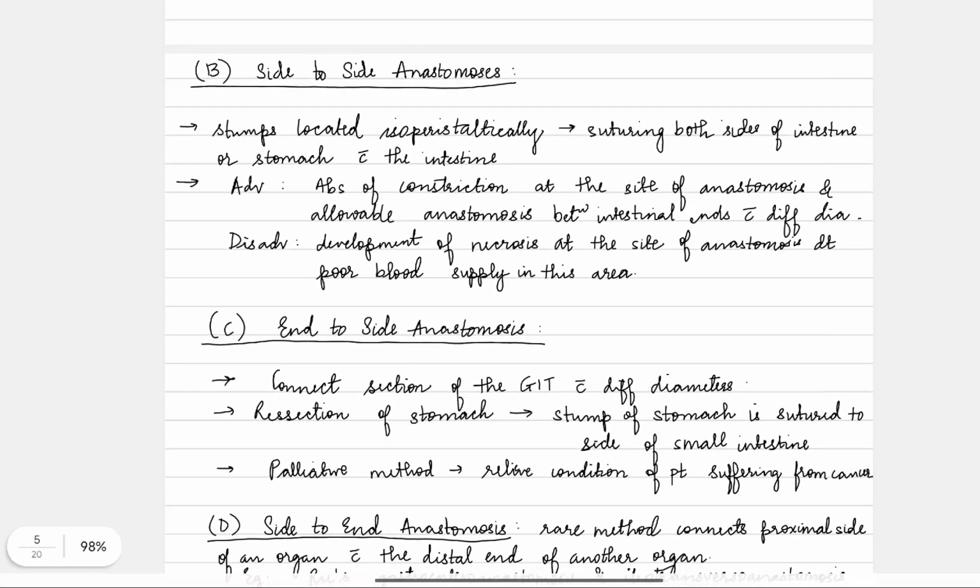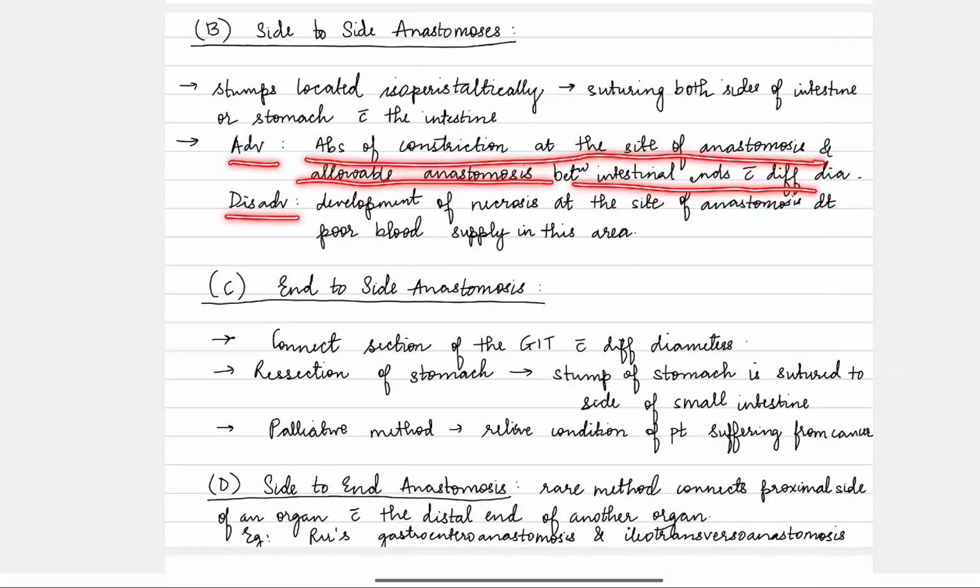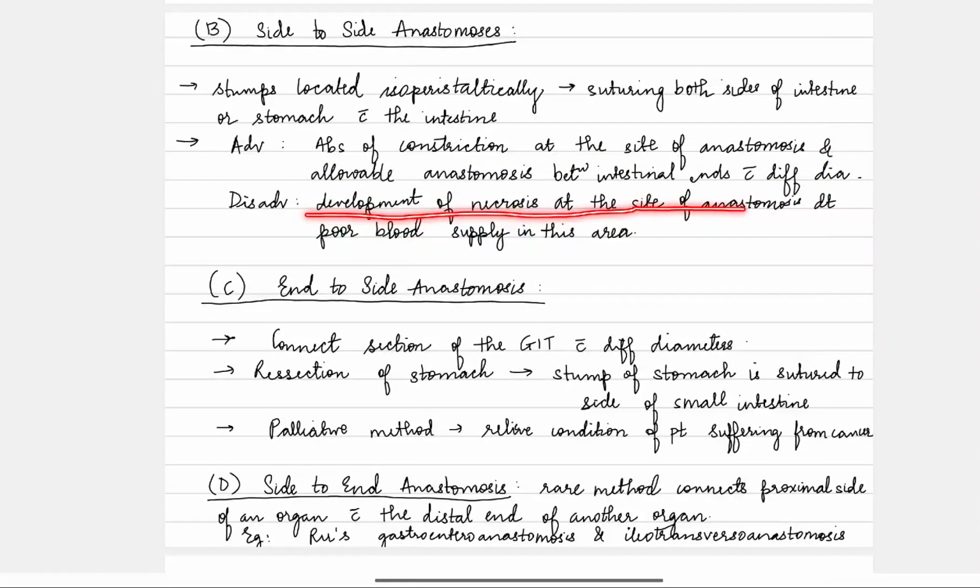Side-to-side anastomosis: stumps are located isoperistaltically, suturing both sides of the intestine, or the stomach with the intestine. Advantages and disadvantages. The advantage is absence of constriction at the site of anastomosis and it allows anastomosis between intestinal ends with different diameters. The disadvantage is development of necrosis at the site of anastomosis due to poor blood supply in the area.